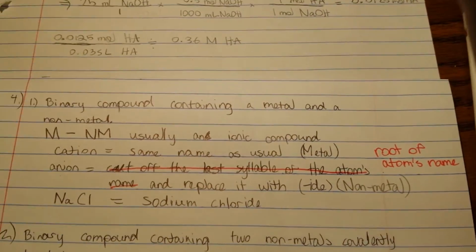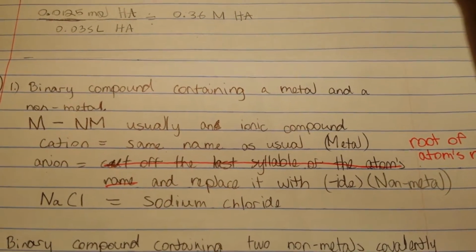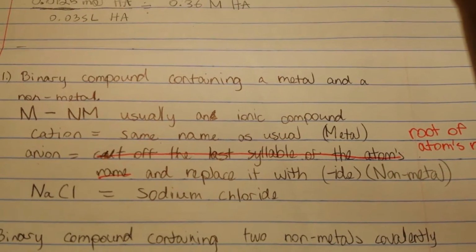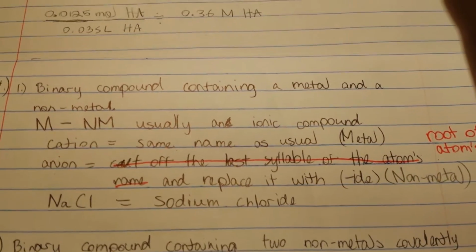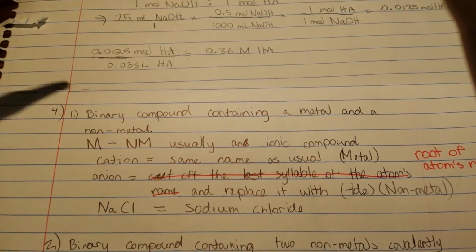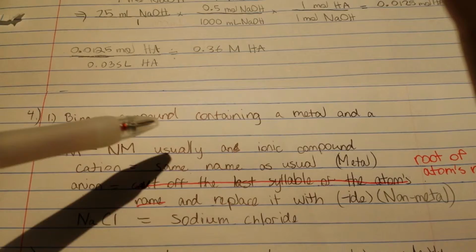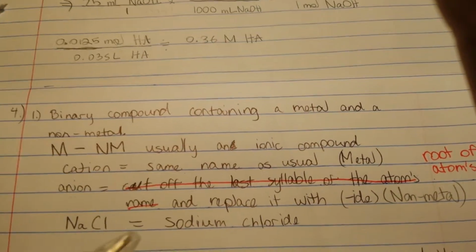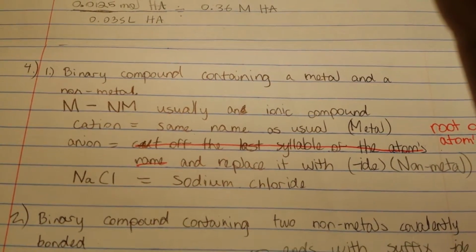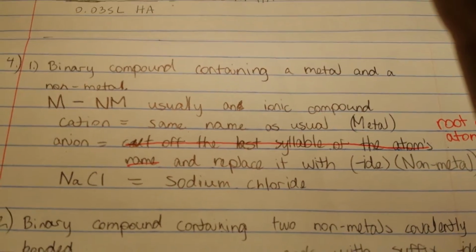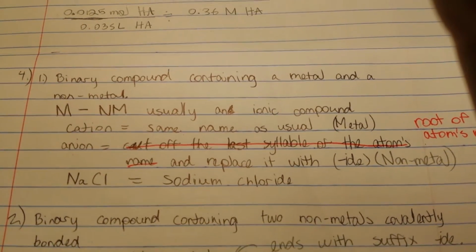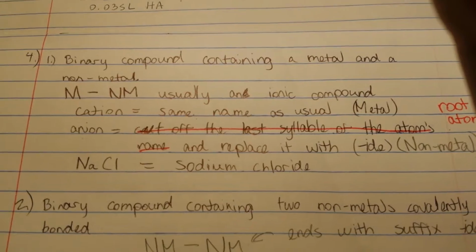Okay, so the second question is about chemical nomenclature, and there are 3 types of compounds that I'm going to explain the chemical nomenclature of. The first is a binary compound containing a metal and a nonmetal. So the thing about compounds of metals and nonmetals is that a metal bonded to a nonmetal is usually an ionic compound.